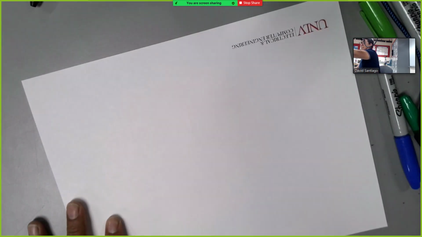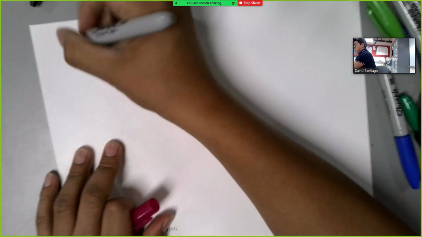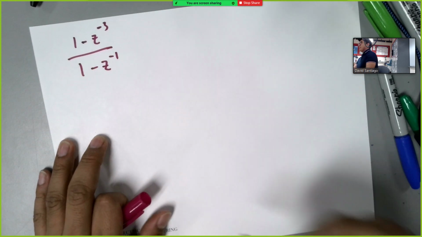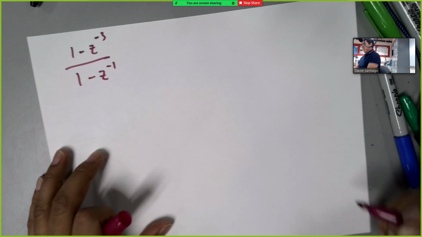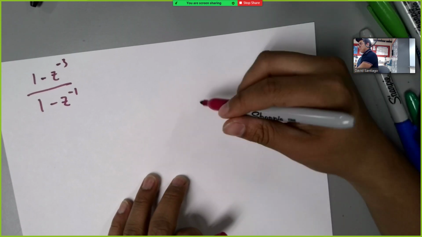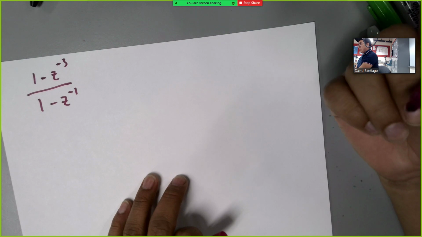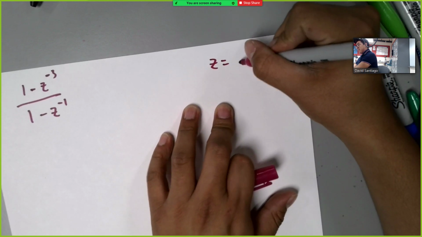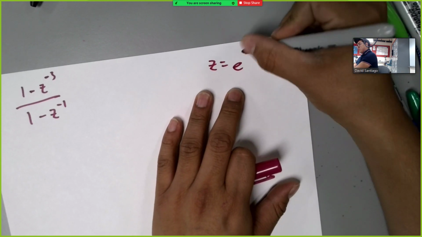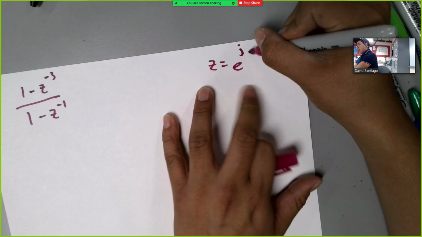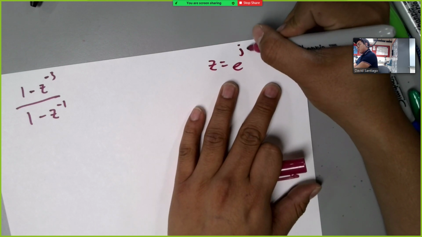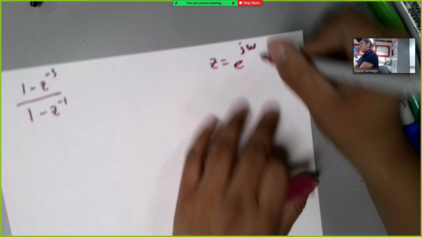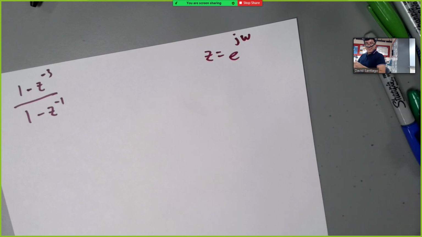So how do you determine a magnitude response? 1 minus z to the minus 3, 1 minus z to the minus 1. So there's one thing everyone here should remember. How do we transform from the Laplace domain to the Z domain? There's a little relationship we gotta remember. So z is actually equal to e to the j omega. Yes, there we go. I think so. Let me look at my notes.